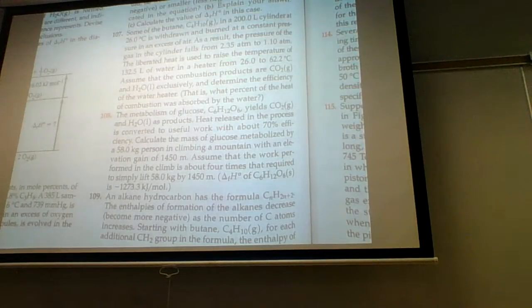This is T final, 10 degrees C. This is T initial, 0 degrees C. Are the delta T's different? The delta T's are exactly the same.